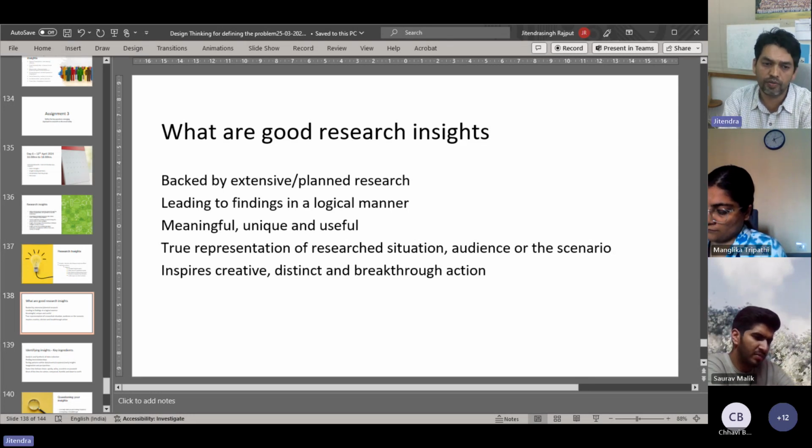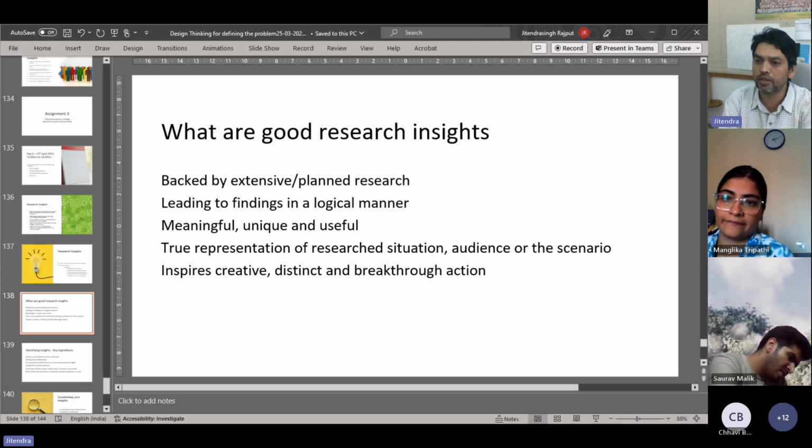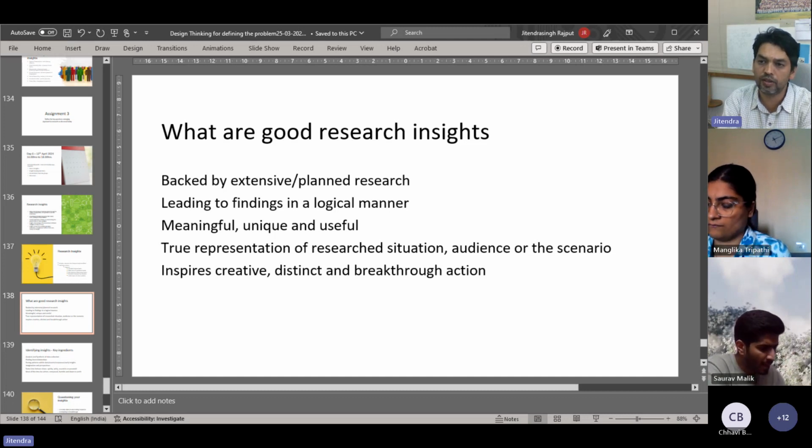True representation of situations, audiences, or scenarios. It has to represent those. Insights cannot be away from your core domain where you have done the research. If it is coming from a different domain, then possibly you should switch your context. It is very, very critical that you should not be imposing your insights onto a domain which does not belong to them.